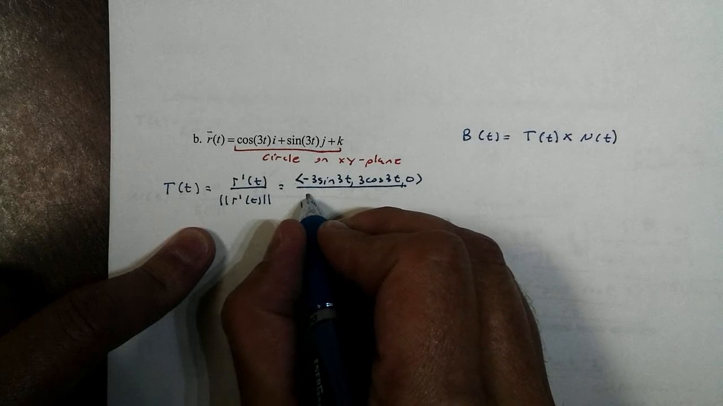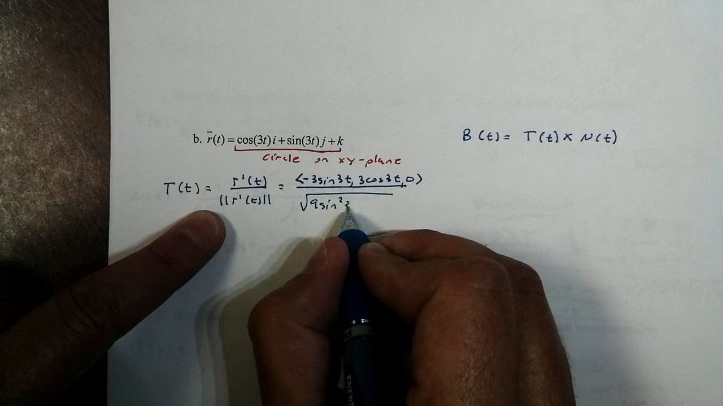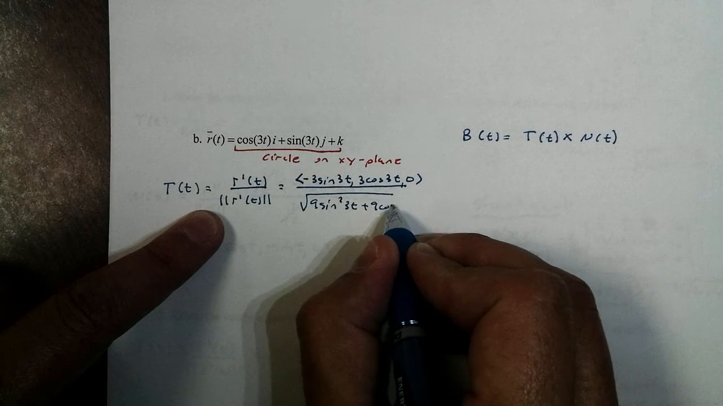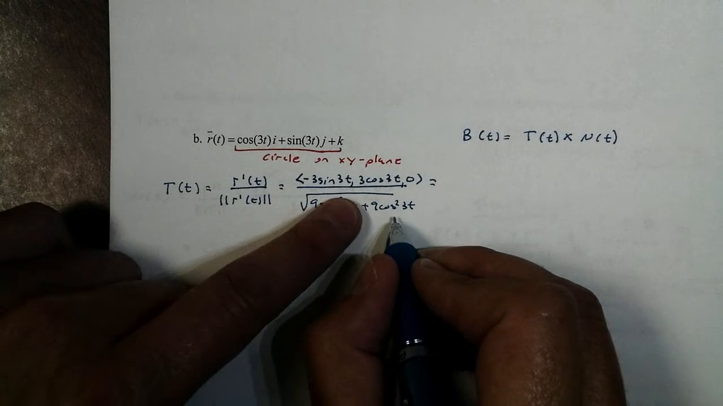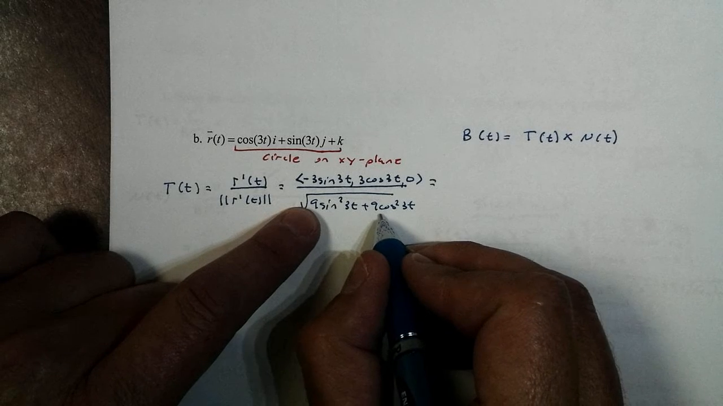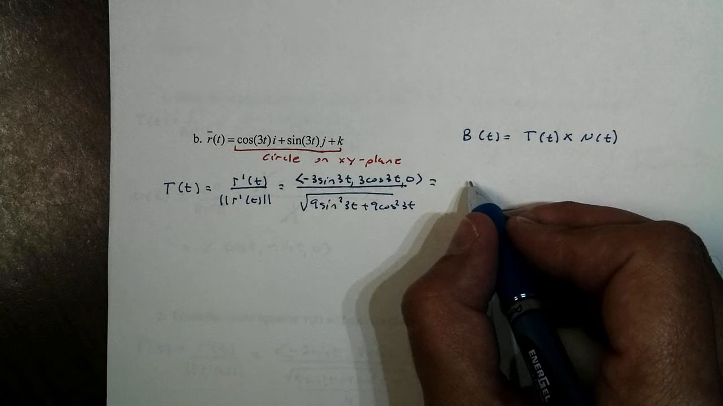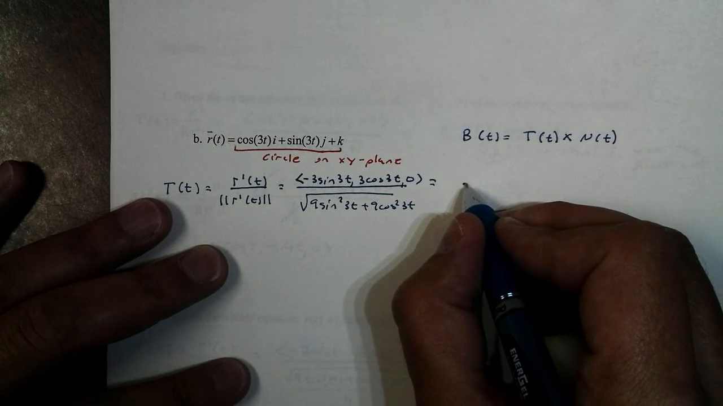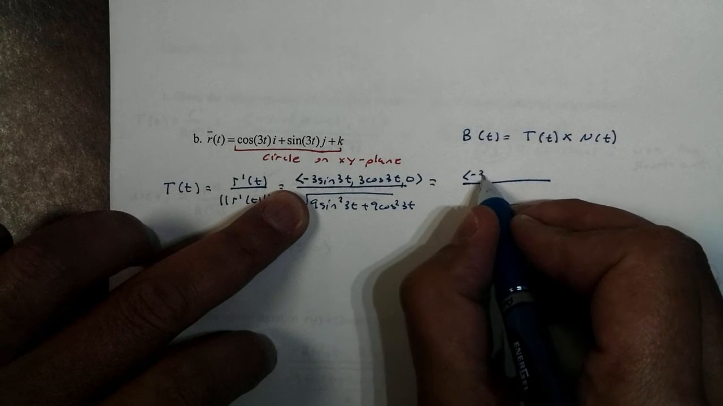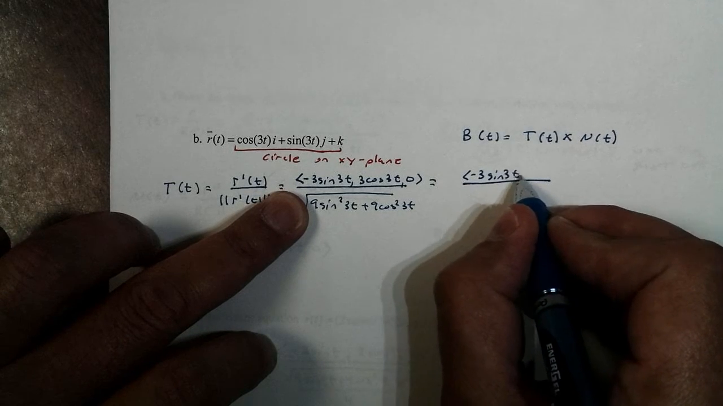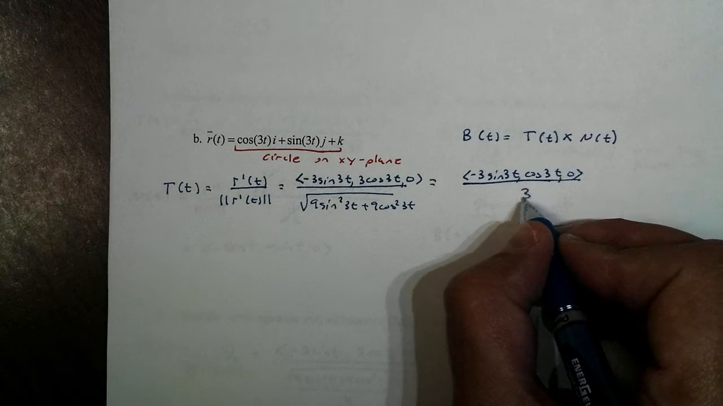The magnitude, we just square those. That's going to give me 9 sine squared 3t plus 9 cosine squared 3t. Do not leave it like this. We know sine squared plus cosine squared is 1, so we're multiplying that by 9. So we get the square root of 9, or just 3 on the bottom. So my unit tangent vector then would be negative 3 sine 3t, 3 cosine 3t, 0 over 3.